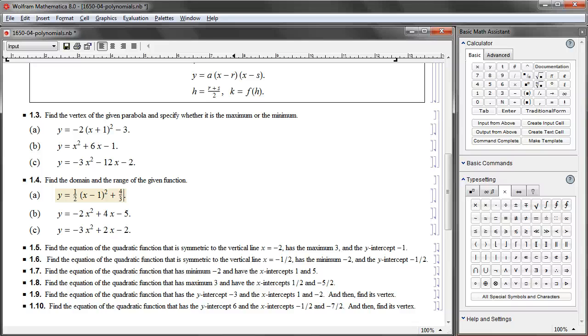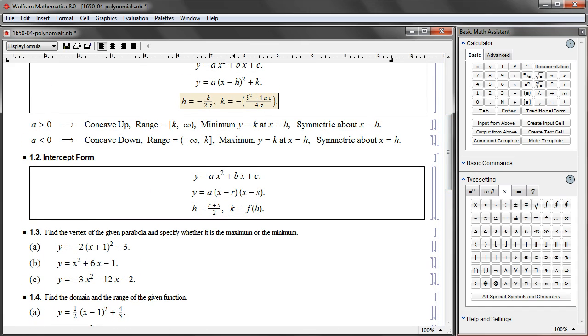The range is an important one. If you have a negative a value, then you have a maximum, and the range is negative infinity to k. If a value is positive, then you have a minimum, and the range is k to positive infinity. In this case, h and k values are easily obtained. H in this case is negative 1 and k is negative 3. And when you have general forms like this one or that one, you can find h and k values through these two formulae, so that's easy.